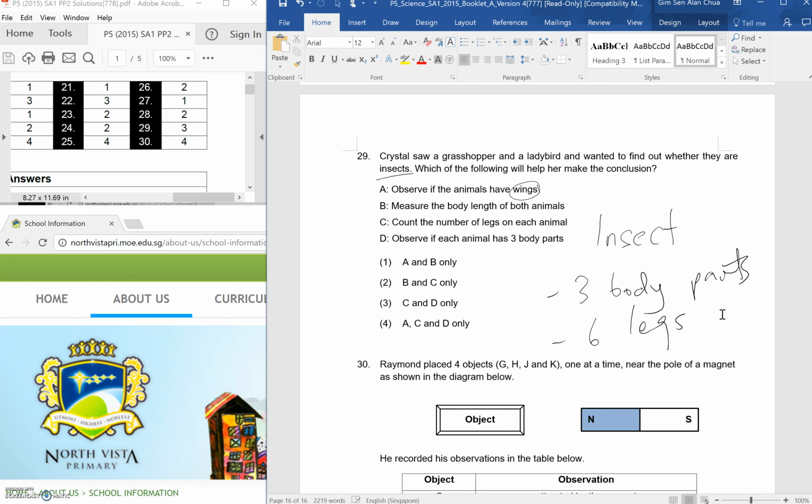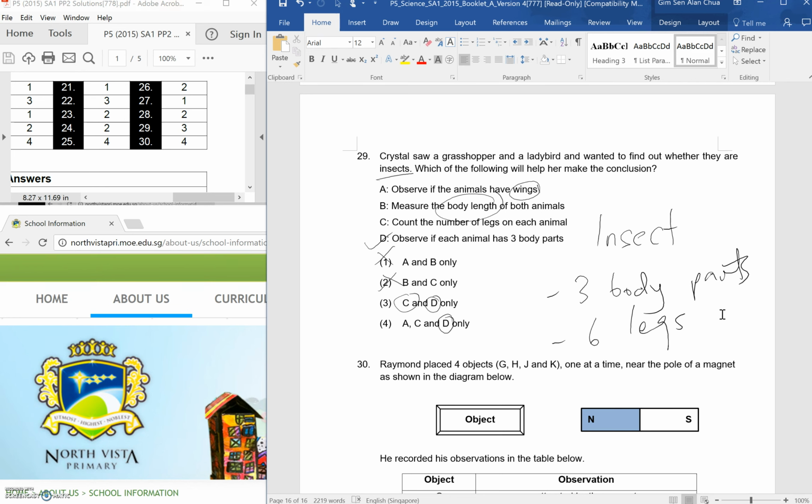Measure the body length. Observe that it has 3 body parts. So D is correct, D must be there. So 1 and 2 is wrong. Count the number of legs. We want to count the number of legs, correct, C. Observe a wing or not, does it help her to conclude? We cannot conclude with number 4.